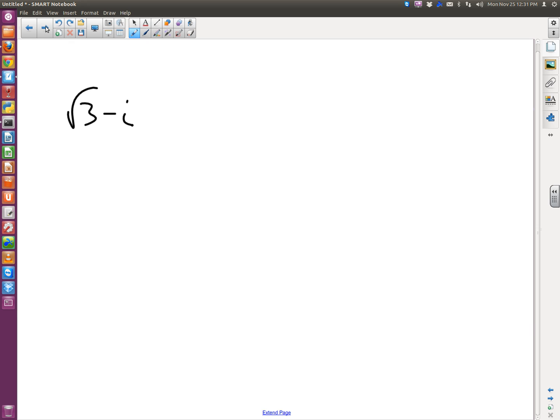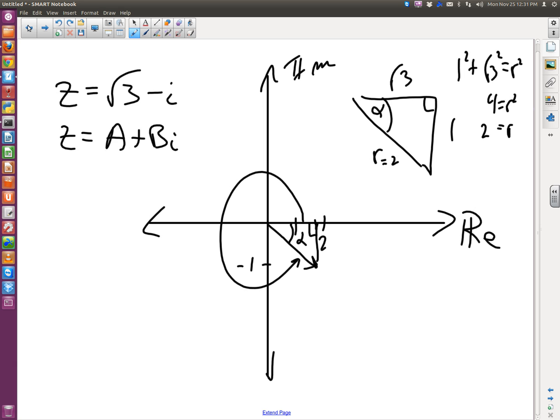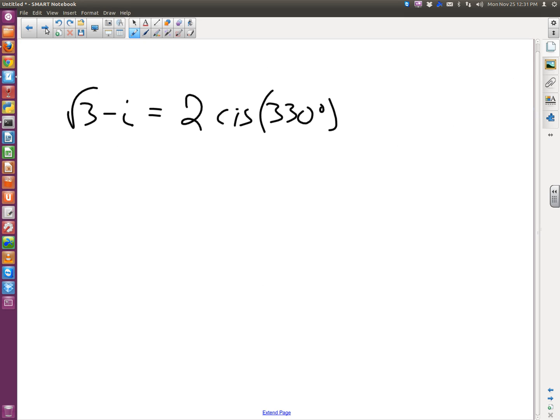So this is what I'm saying. Rad 3 minus i is equal to 2 cis 330. That's what I'm saying. The 2 is the length. The 330 is the direction, the angle. Any vector has a magnitude and a direction, right? That's how I'm telling you the magnitude by the length and the direction by the angle. So this is Cartesian. This is polar. This is r, and this is theta. I'm converting a plus bi form, Cartesian form, to r cis theta, polar form.